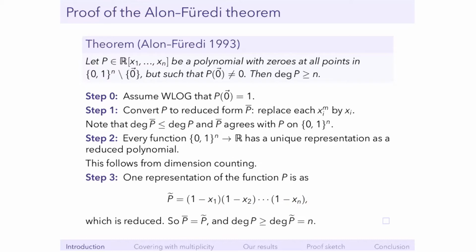But we said that every function has a unique representation as a reduced polynomial. So this p tilde must actually be equal to the p bar I got by applying the reduction algorithm in step 1. And we said that the degree of p is at least the degree of the reduced polynomial. And we can see that this thing has degree n. And so that finishes the proof.